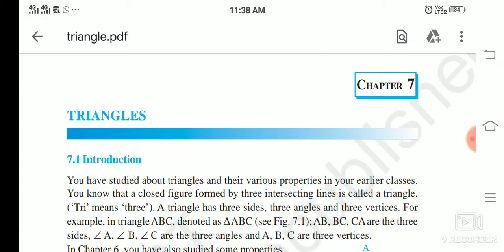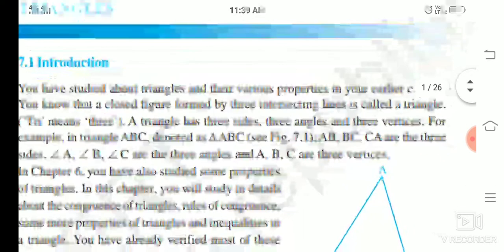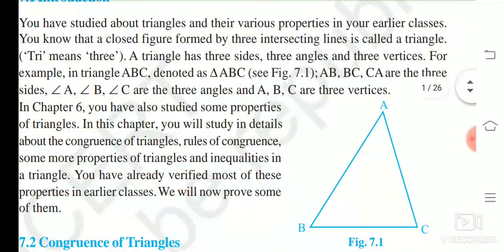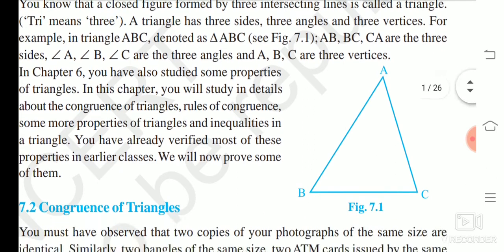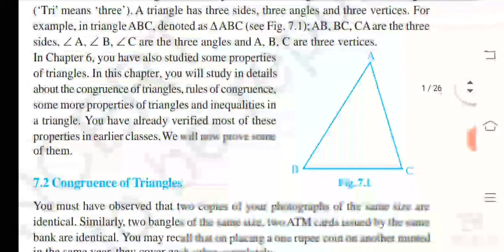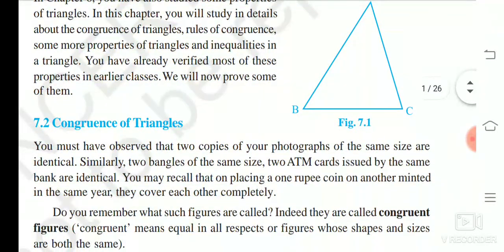Dear students, now we are going to discuss chapter 7, triangles. Here you already know that the triangle has vertices A, B, C, angles A, B, C, and sides AB, BC and CA. This we already know. Now we are going to study the congruence of triangles.